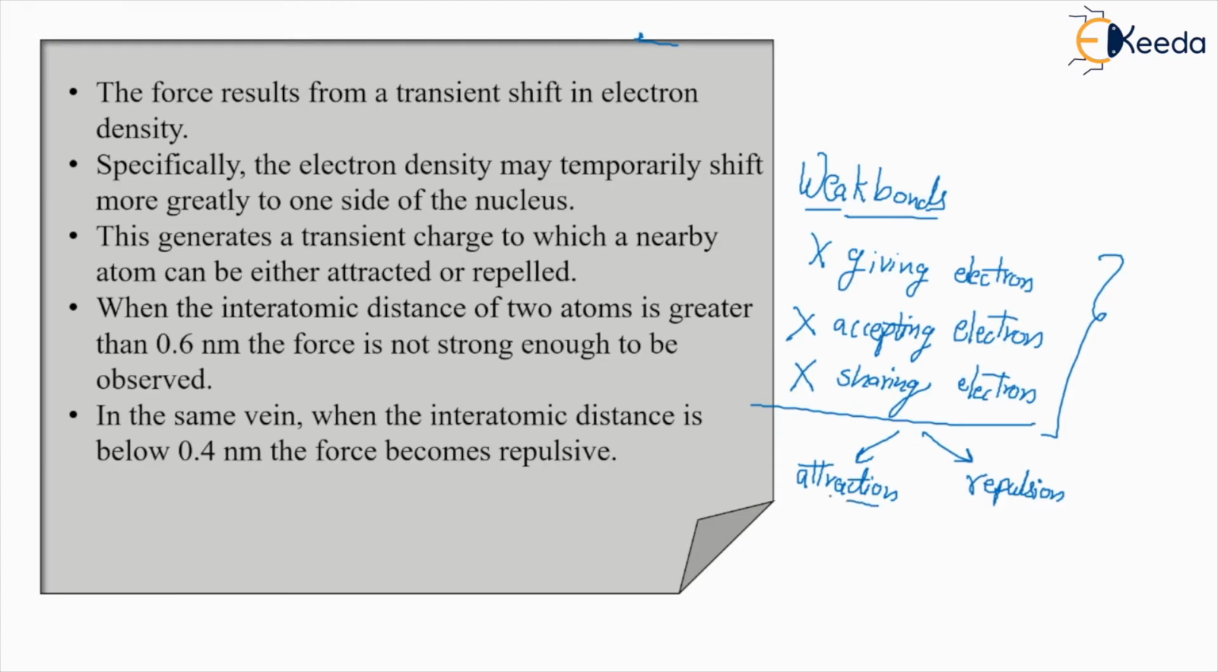When we talk about attraction, it is again about the energy forces. When we talk about repulsion, again it is related to energy forces. So what decides whether it is an attraction or the repulsion? It is just the interatomic distance. When the interatomic distance is 0.4 nanometers or below, it becomes repulsive. When it is a good 0.6 nanometers, it is nice and attractive.